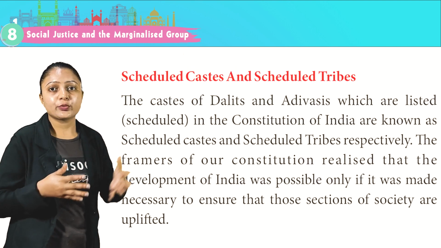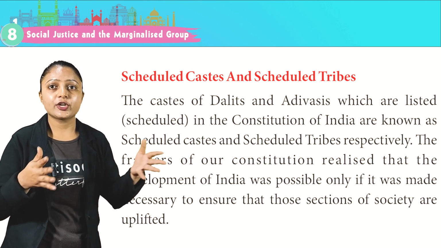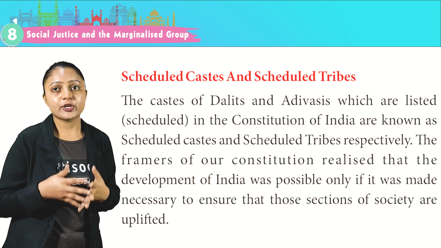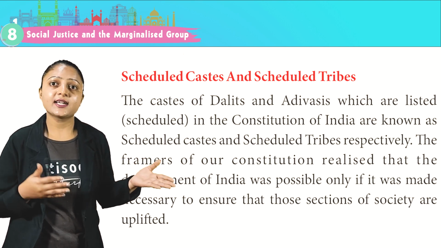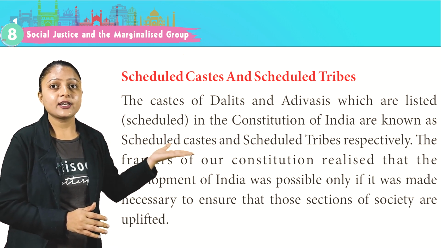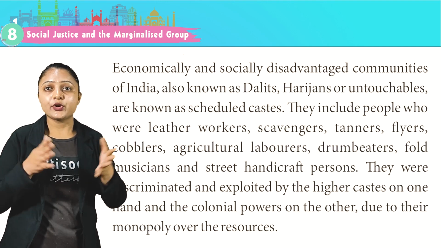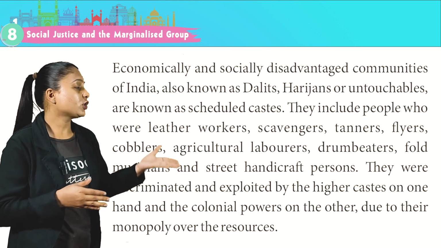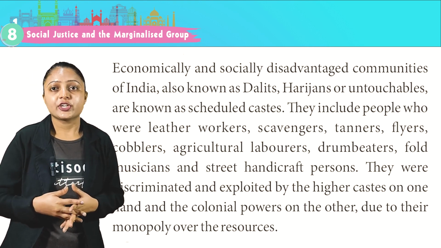Scheduled caste and scheduled tribes. The castes of Dalits and Adivasis which are listed in the schedule of the Constitution of India are known as scheduled caste and scheduled tribes respectively. The framers of our constitution realized that the development of India was possible only if it was made necessary to ensure that those sectors of society are uplifted. Economically and socially disadvantaged communities of India, also known as Dalits, Harijans or untouchables, are known as scheduled caste.